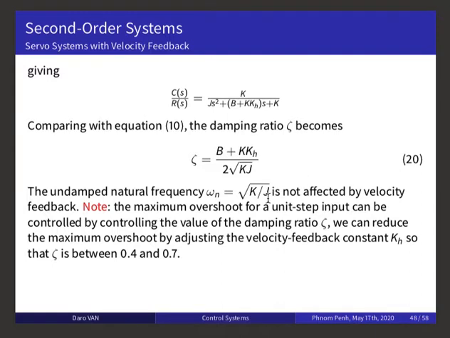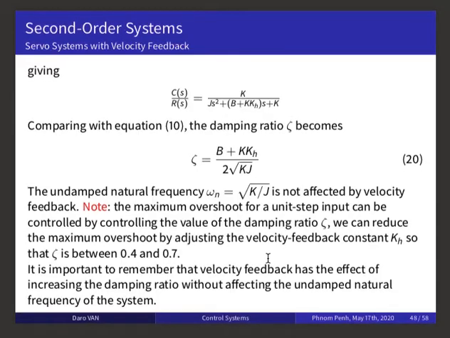Note that the maximum overshoot for the unit step input can be controlled by controlling the value of the damping ratio, this one. We can reduce the maximum overshoot by adjusting the velocity feedback constant, this Kh, so that the damping ratio will be between 0.4 and 0.7. It is also important to remember that velocity feedback has the effect of increasing the damping ratio without affecting the undamped natural frequency of the system.